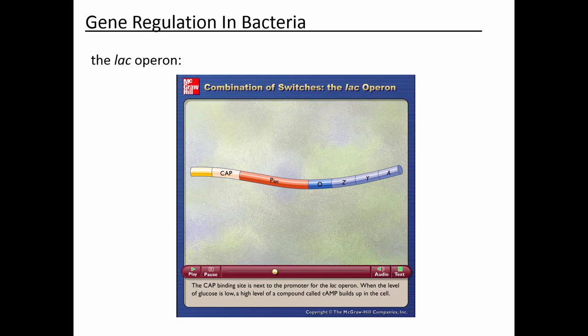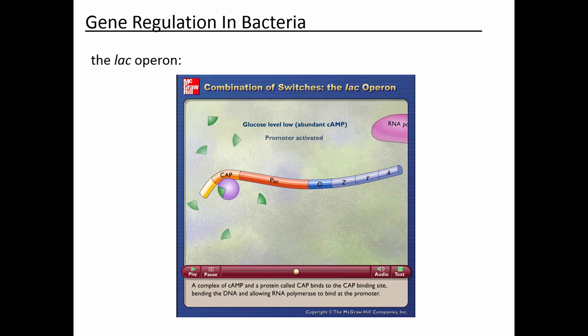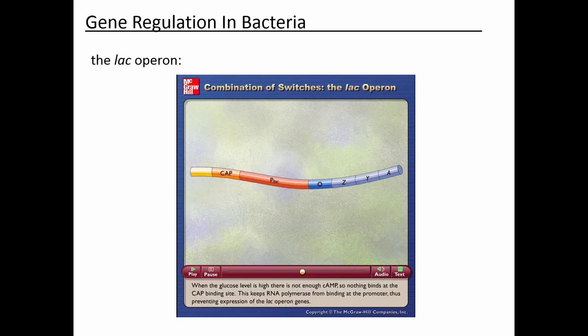The cap binding site is next to the promoter for the lac operon. When the level of glucose is low, a high level of a compound called CAMP builds up in the cell. A complex of CAMP and a protein called CAP binds to the cap binding site, bending the DNA and allowing RNA polymerase to bind at the promoter. When the glucose level is high, there is not enough CAMP, so nothing binds at the cap binding site. This keeps RNA polymerase from binding at the promoter, thus preventing expression of the lac operon genes.